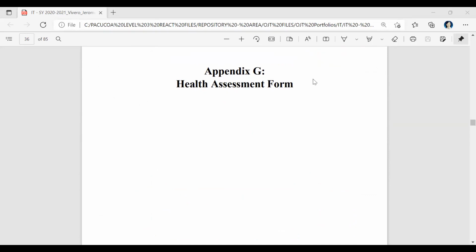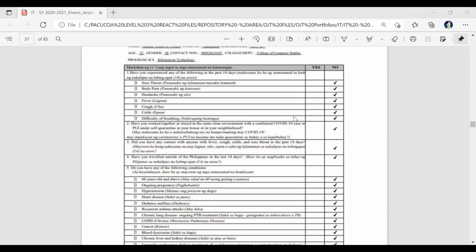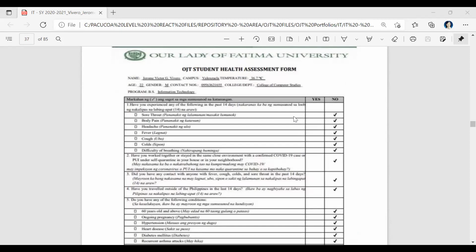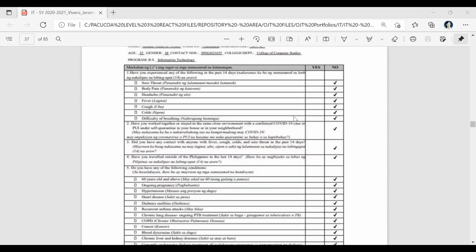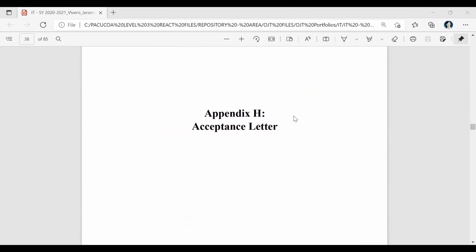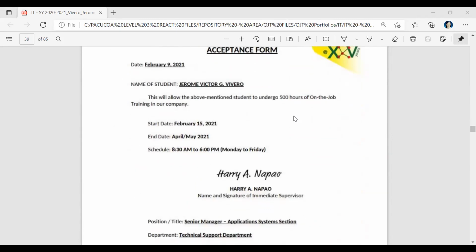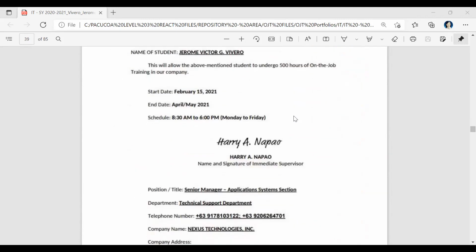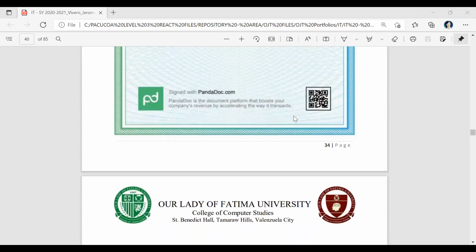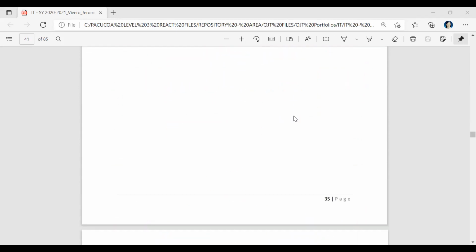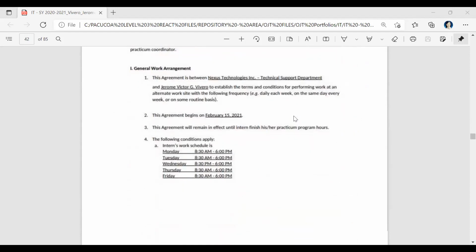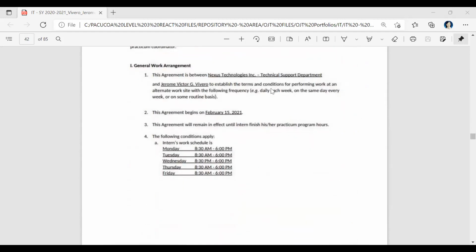Now, you also have the health assessment form. Why? This is in lieu of the medical certificate. So you just have to fill it out. Again, it's in the OJT forms, SY 2021-2022, Google Drive folder. Acceptance letter, which you are supposed to be claiming from your superior. The work from home agreement, so specify all the necessary details asked.